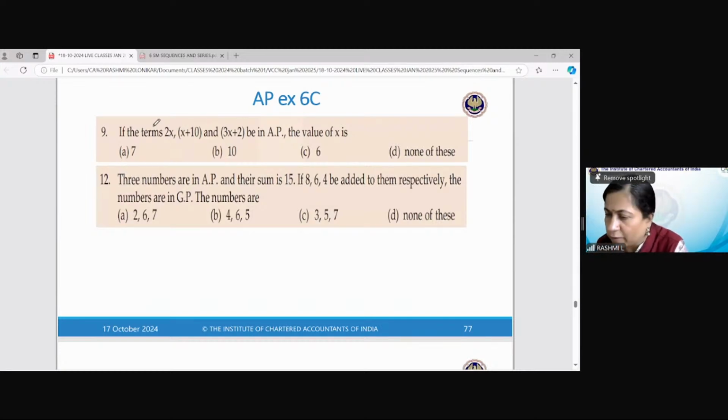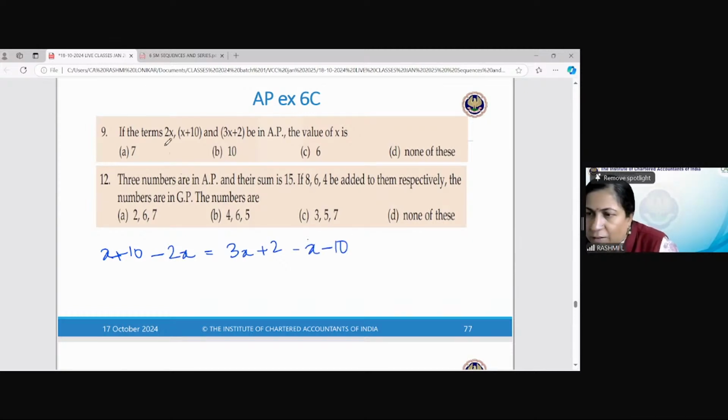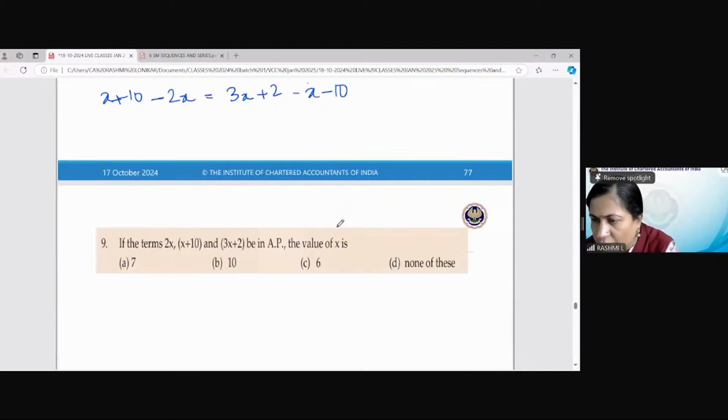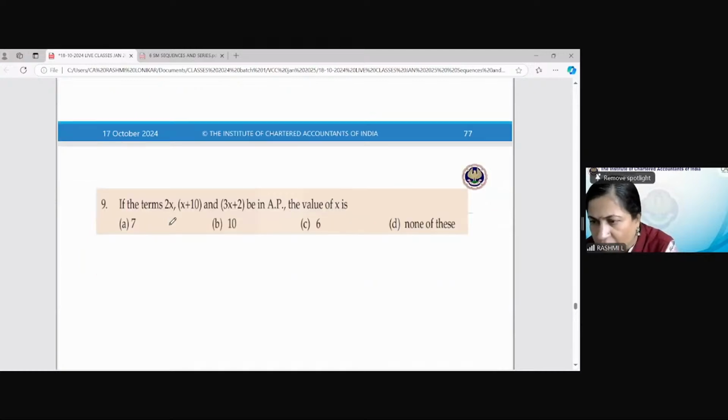What you have to do, I will quickly tell you the remaining. This is R in AP, the value of x will be x minus 10, x plus 10, sorry, x plus 10 minus 2x is equal to 3x plus 2 minus x minus 10, है ना. इनको सॉल्व करिएगा. 3 नंबर्स आर इन एपी. ये वाला हम जब जीपी करेंगे तब करेंगे. ये वाला वैसे ही है.